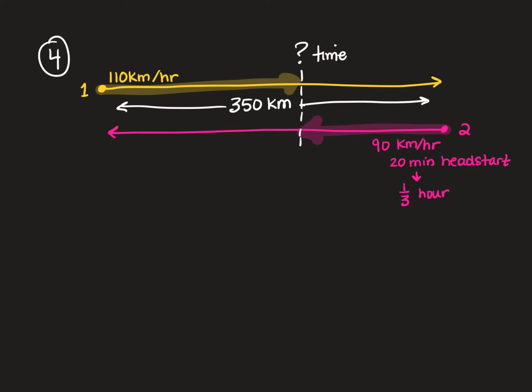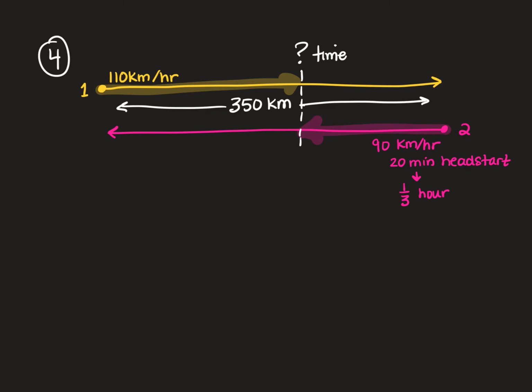And we talked about how what's really happening here is that we're trying to find when their total distance traveled adds up to 350 kilometers. Because if it's not, if train 2 traveled for 50 kilometers and train 1 only traveled for 100 kilometers, they're still going to be pretty far apart. We need their total distance to be the same as 350 kilometers.